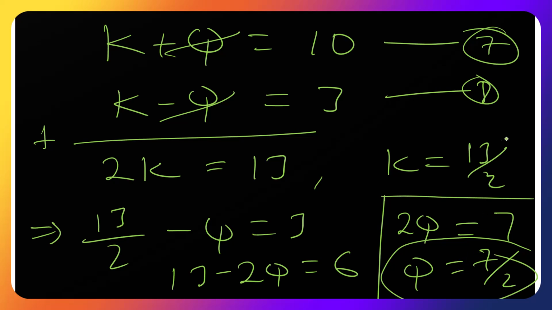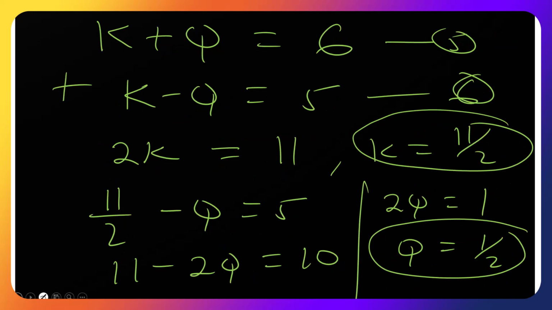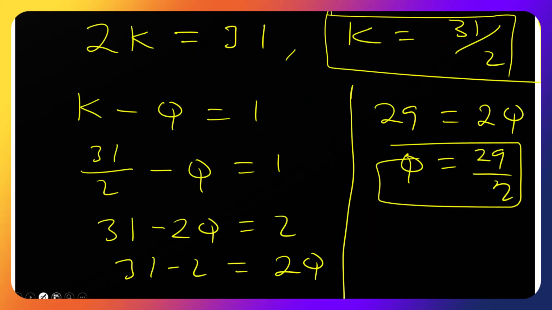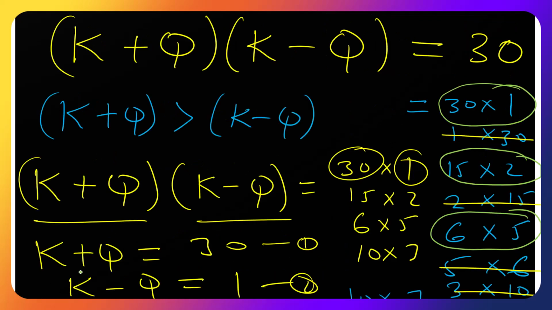Okay, so these are the solutions: 1, 2, 3, 4, 5, 6, 7, 8. So k has 4 solutions and q has another 4. All right.